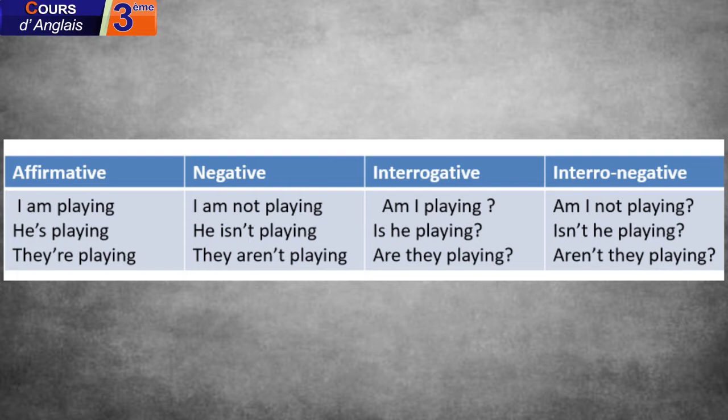And the last form is the negative interrogative form. Am I not playing? Isn't he playing? Aren't they playing? So these are the four forms of the present continuous.